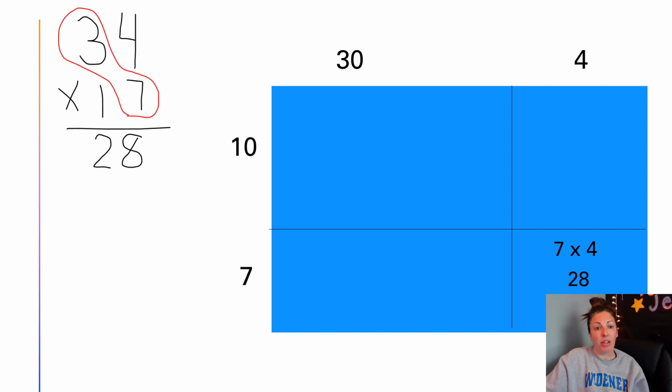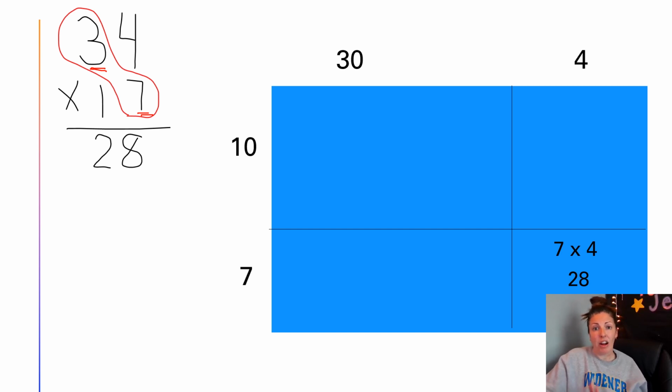Okay, so I already took care of my 7 1s times my 4 1s. Now I need to multiply my 7 1s by the 3 10s in 34. Now it's very important for us to remember that we're not multiplying 7 times 3. We're multiplying 7 times 3 10s, which is 30. 7 times 30. So just like I did for the first part, to figure out where my first partial product went, I need to figure out where I'm going to show my work for this part of my problem.